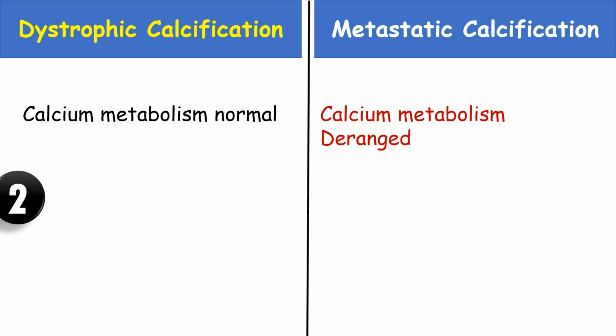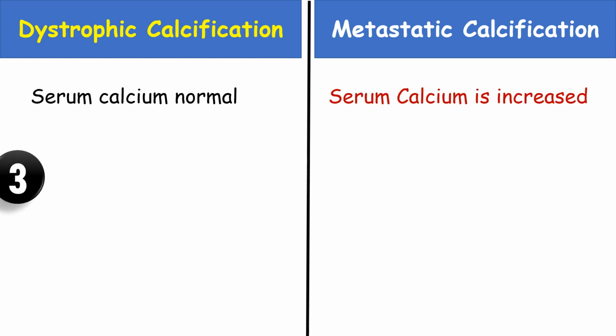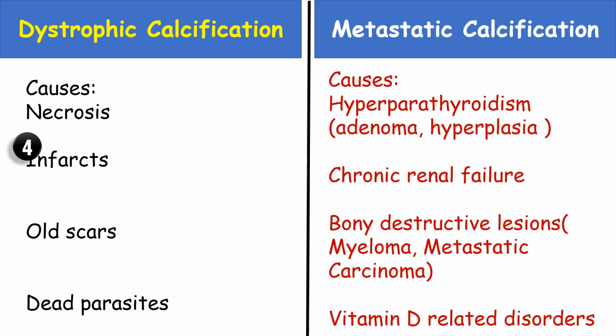Another important difference to know is in dystrophic calcification, the calcium metabolism is normal, while in metastatic calcification, the calcium metabolism is deranged. In dystrophic calcification, the serum calcium is normal, while in metastatic calcification, the serum calcium will be increased. So, what are the examples of dystrophic calcification?